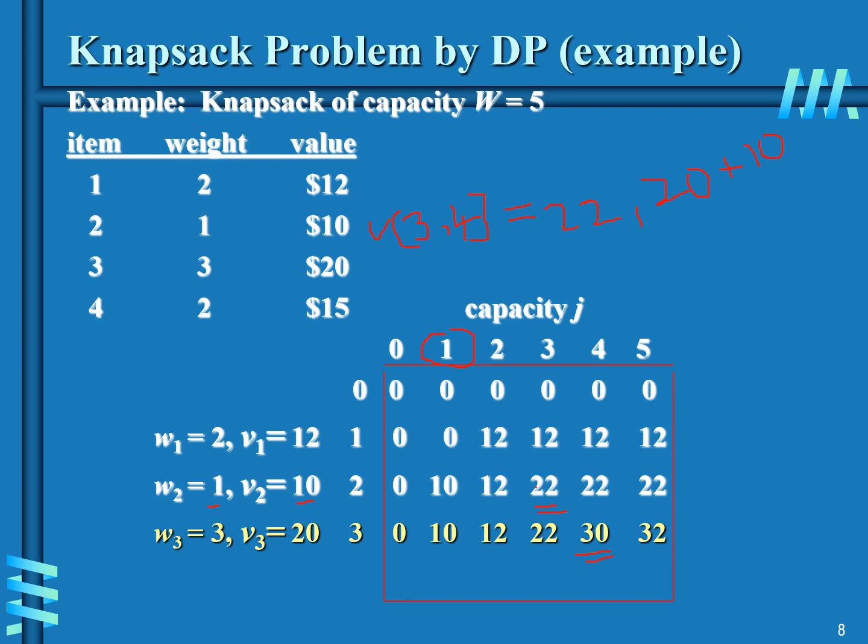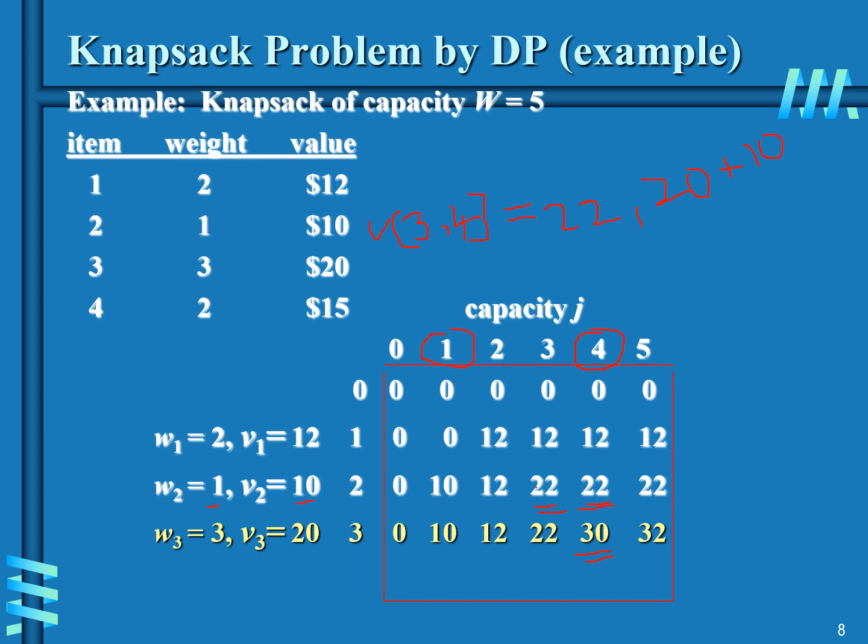Look at this, the current capacity is 4. If you are considering the previous two items at the moment, you are achieving the profit as 22. Instead of that, if you are considering item 3 and item 2, 3 plus 1 is 4, so you get 20 plus 10, which is 30.